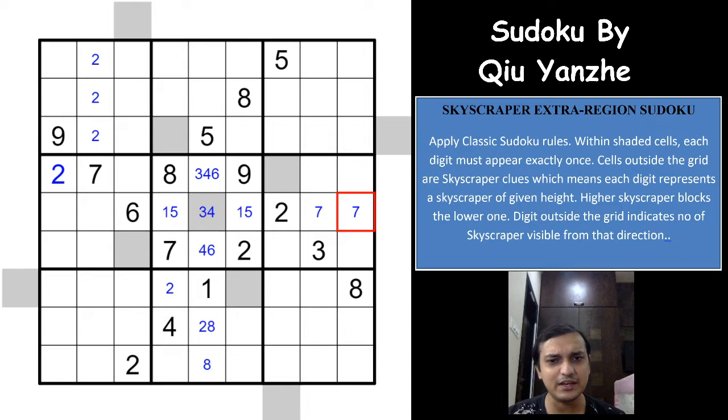But this is a variant, right? This is a hybrid, both skyscraper and extra region. So let us see if we can place a higher value number in the extra region constraint, right? So let us first go with the 9.